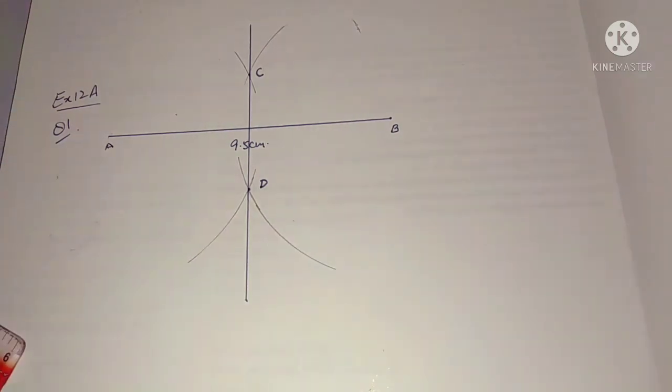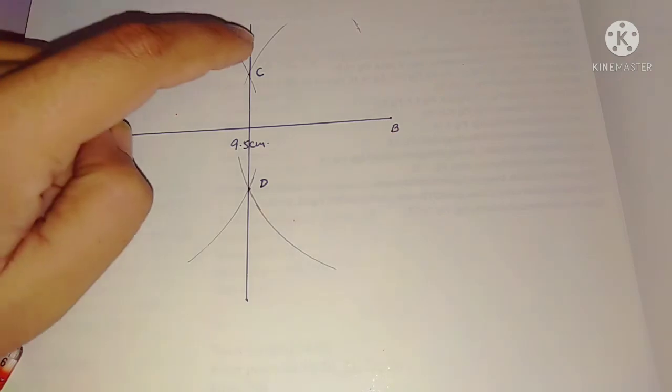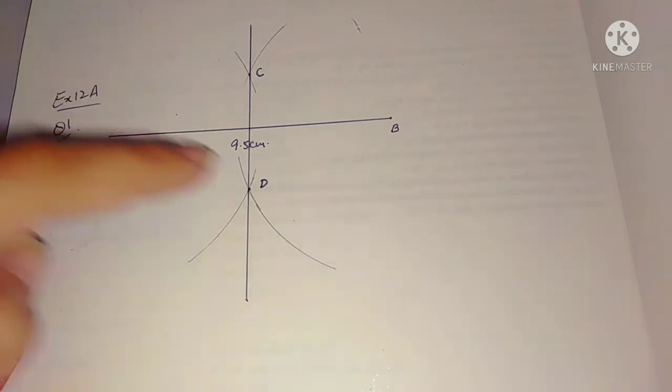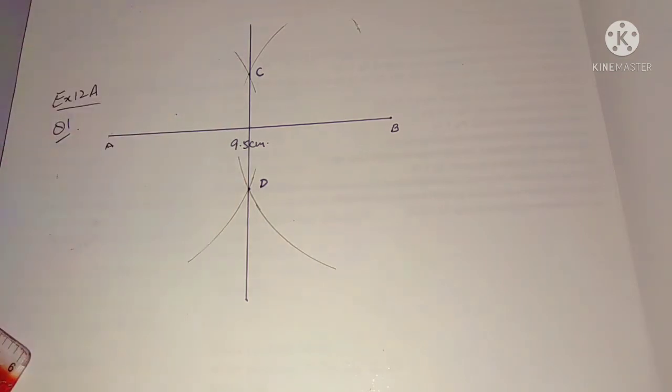Okay students, this is how you have to draw the perpendicular bisector. You will put the compass on B, you will draw an arc above and below, and then you will put the compass on A and draw the second arc above AB and below AB. Then you will connect these 2 points like this, and this line is your perpendicular bisector.